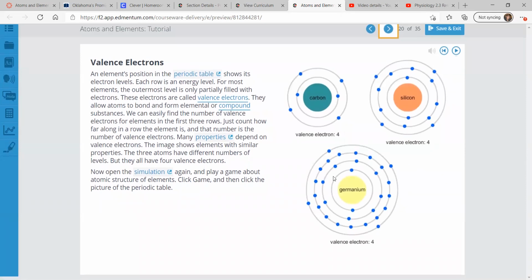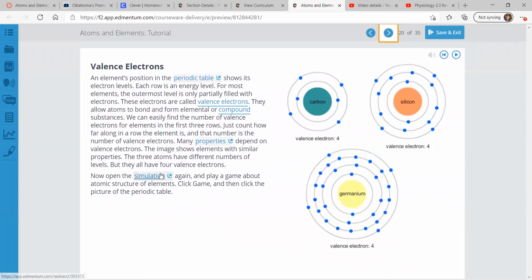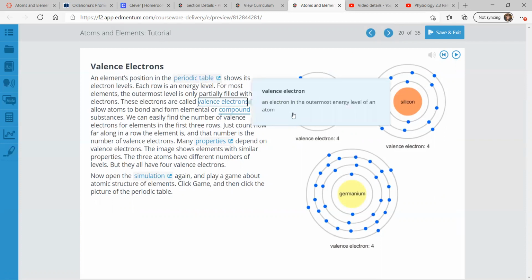And another key feature of the periodic table, it shows electron levels. Each row is an energy level. For most elements, the outermost level is only partially filled with electrons. These electrons are called valence electrons. So these are the outermost electrons. They allow atoms to bond and form elemental or compound substances.